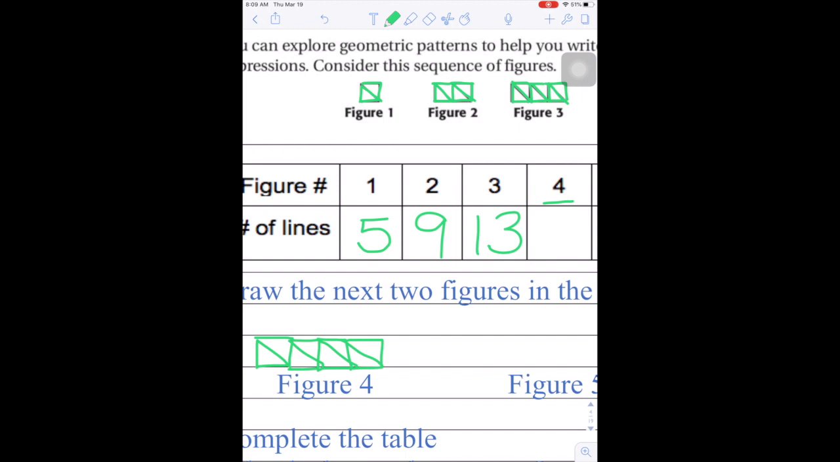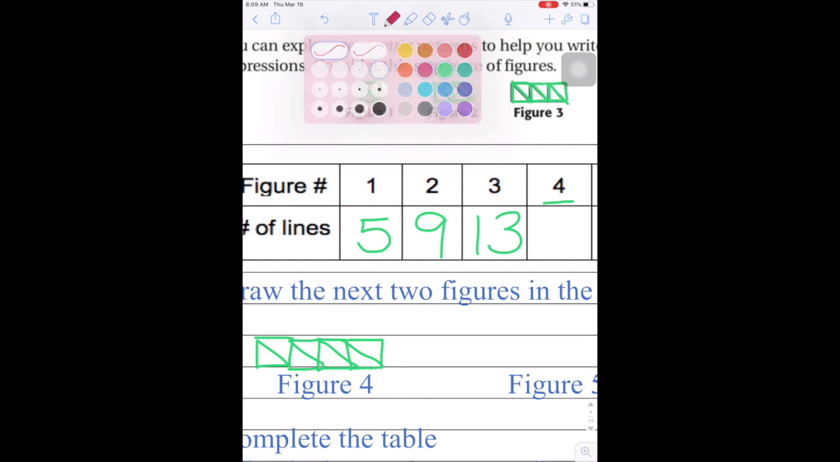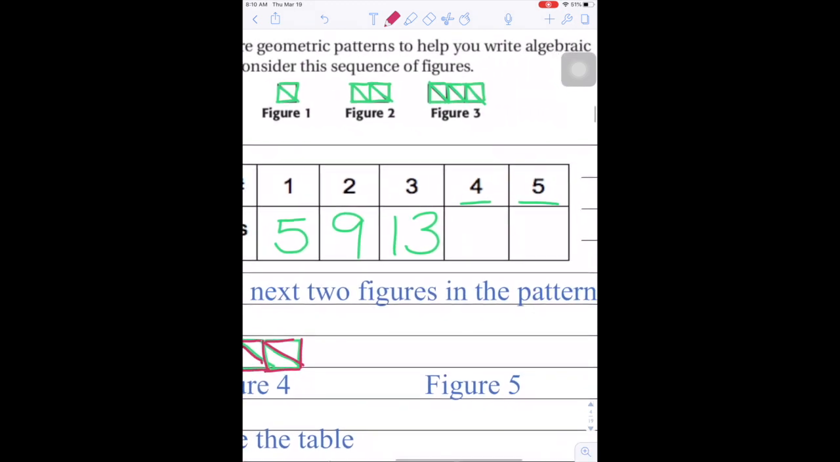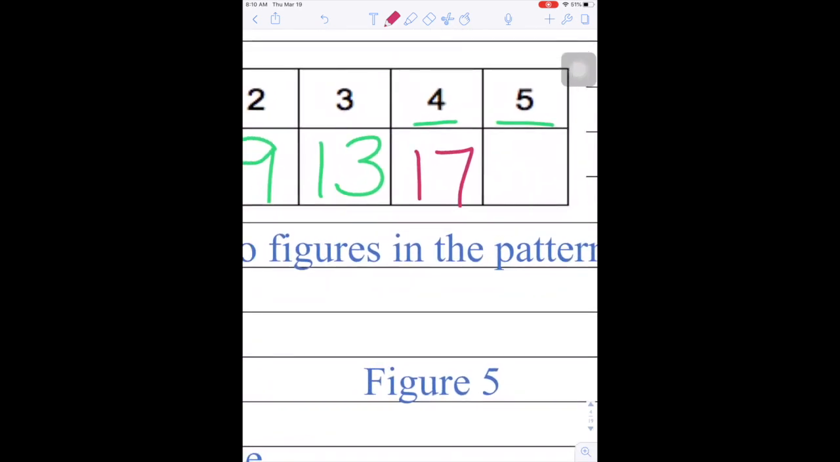So now I can go on figure 4 and figure out how many lines it took. 1, 2, 3, 4, 5, 6, 7, 8, 9, 10, 11, 12, 13, 14, 15, 16, 17. So figure 4 took 17 lines. Now I can make figure 5. So in your notes right now, you should be making your own.